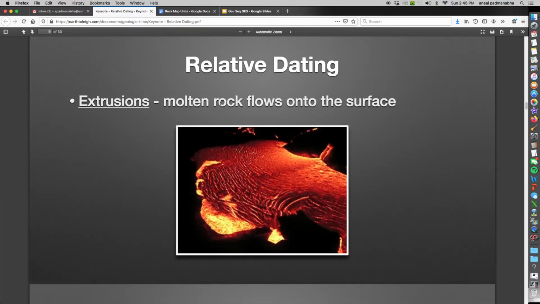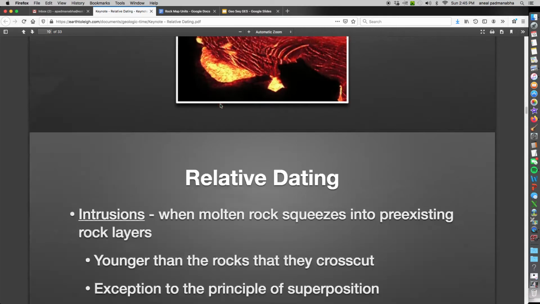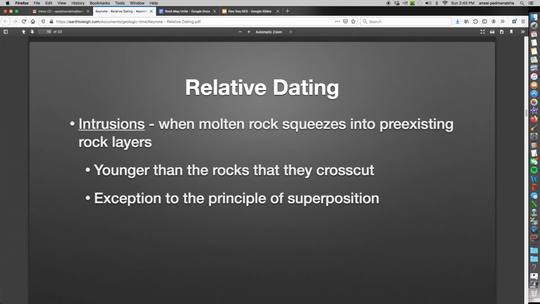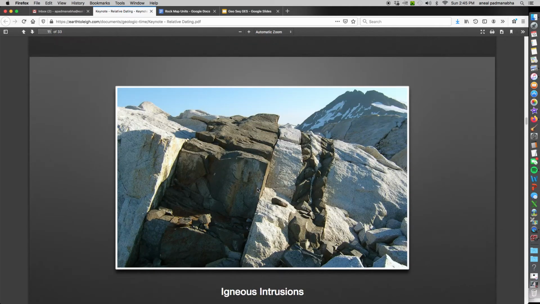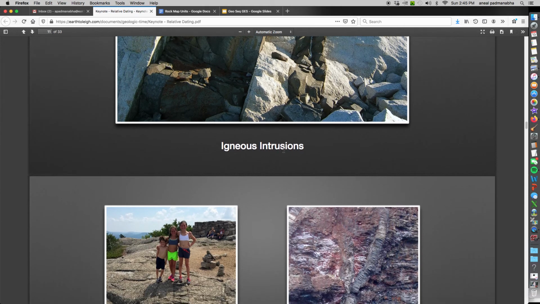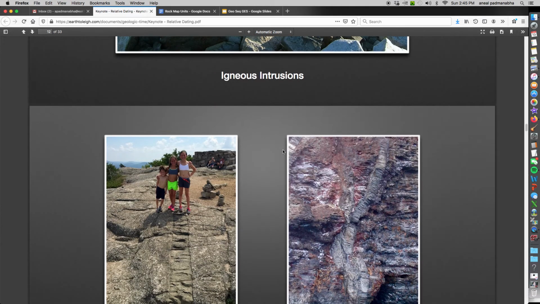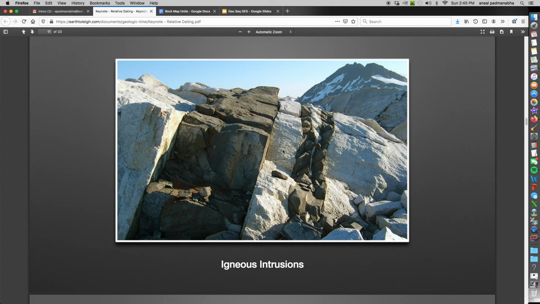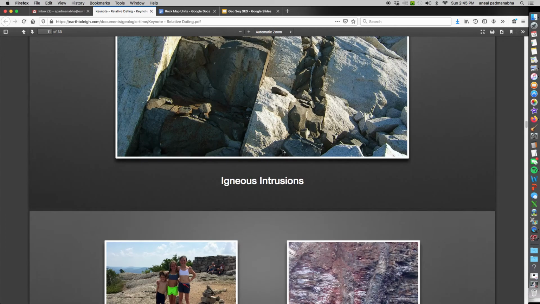Extrusions are molten rock flows that come from volcanoes. We have intrusions, so inside, when molten rock squeezes into pre-existing rock layers. These intrusions are younger than the rocks that they cross-cut. Cross-cut means that they go through. We'll see some examples of that. And here's this diagram, which doesn't really help us, but these are igneous intrusions that squeeze between rock layers. It's almost like if you think about a peanut butter and jelly sandwich, and you have the two pieces of bread, and you were to squeeze the jelly in between, that would be like an igneous intrusion between those two pieces.